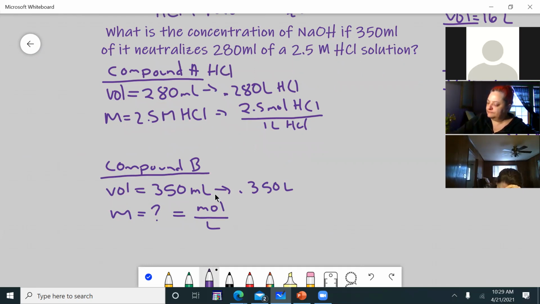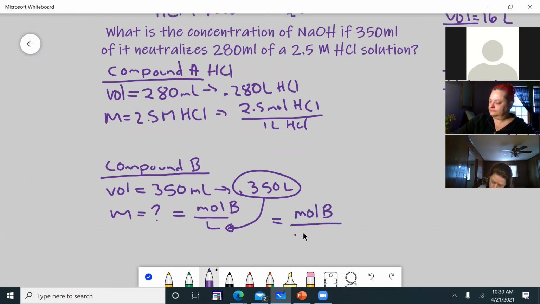Specifically, if we're looking for the molarity of B, it's going to be the moles of B over the liters of B. Do we have liters of this thing? We actually already have that. So this is the number here that's going to get plugged into the denominator. If you want to, you can even just plug it in right now. We can say, hey, moles of B divided by 0.350 liters is going to give us our molarity.